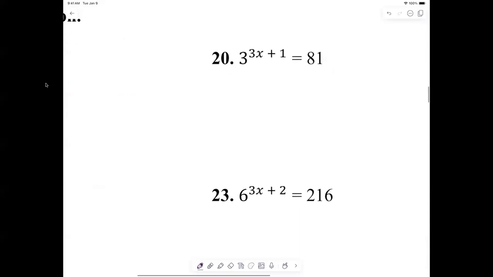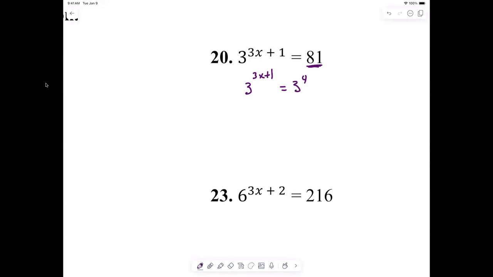Everybody's looking at 20. I got to figure out 3 to what power is 81? 3 to what power is 81? Somebody tell me. 4. 3 to the 4th is 81. Thank you. And those of you guys who are waiting for the answer, tonight you're not going to have people tell you the answer. So that's why I'm asking you. You got to keep trying until you get it. So now I want everybody to write down 3 to the 3x plus 1 equals 3 to the 4th power. Everybody with me on that?